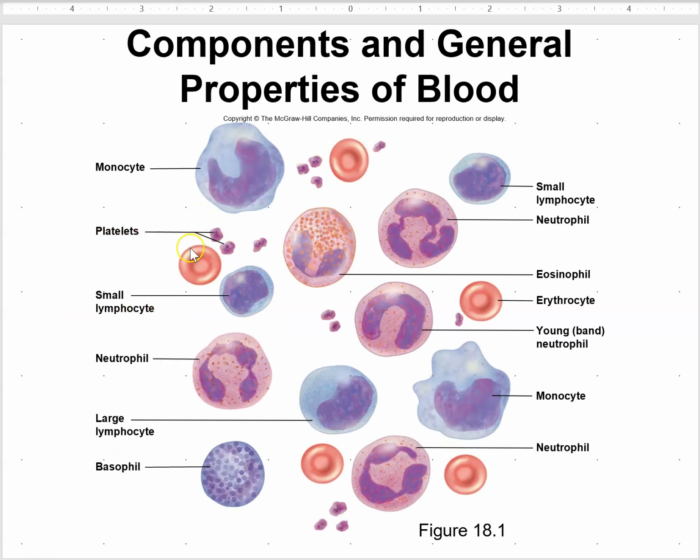So this picture over here shows the components of blood in general. The majority of the blood is actually made up of red blood cells, and the rest that you see that are nucleated in here are all white blood cells. Only a very small volume of the blood is made up of white blood cells, but the majority is actually red blood cells.